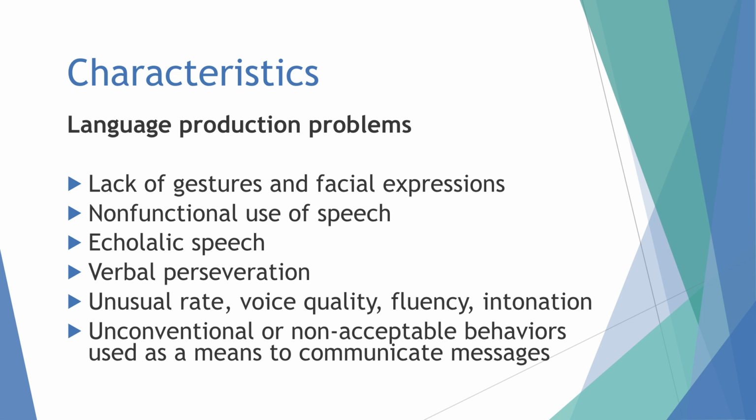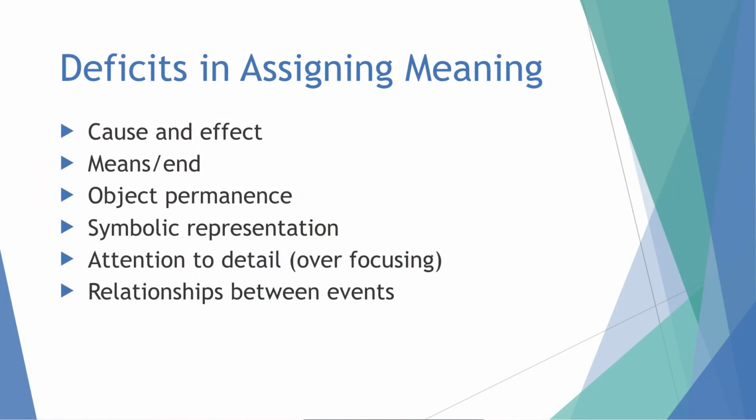Another one can be verbal perseverations, where kids talk about the same things over and over, maybe with an unusual rate or voice quality, fluency, and sometimes these unconventional, non-acceptable ways of dealing with behavior and communicating messages. So instead of using language, kids remove themselves. They might hit, they might use different kinds of ways to communicate because they don't have the language to do so. And then deficits in assigning meaning.